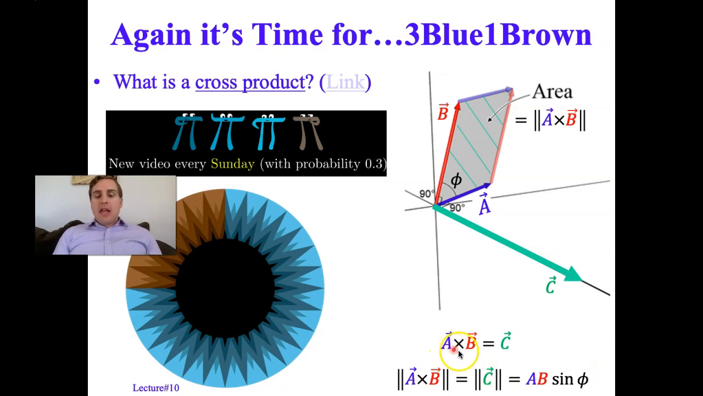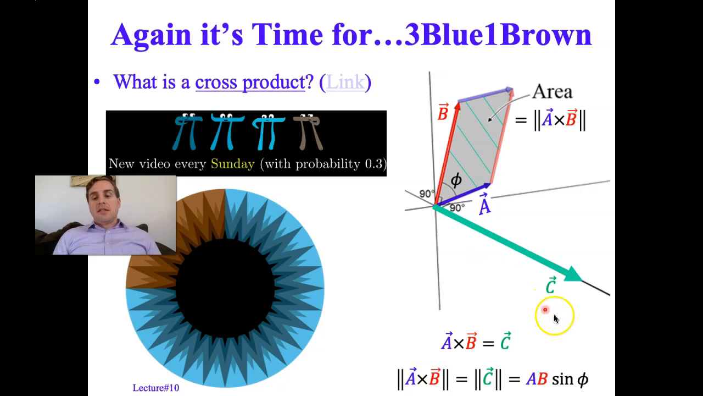So notice vector A cross vector B is vector C, and the magnitude of A cross B is the magnitude of vector C. That's AB times sine of phi: the length of A times the length of B times the sine of the smallest angle between them. Remember, phi can only go between 0 and 180 degrees because it's the smallest angle between those two vectors.